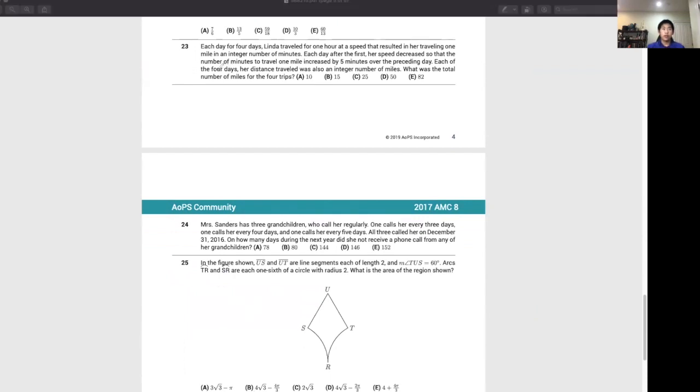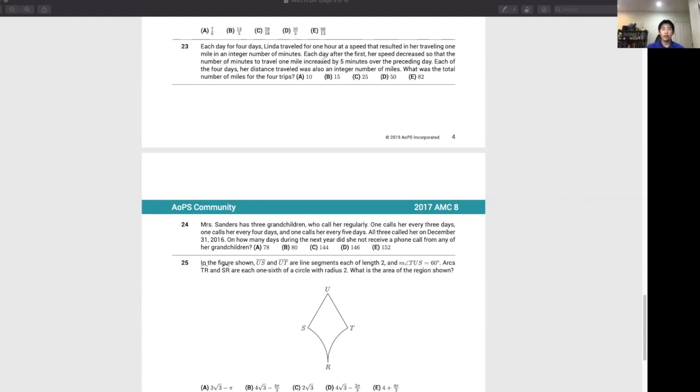Problem 23. Each day for 4 days, Linda traveled for 1 hour at a speed that resulted in her traveling 1 mile in an integer number of minutes. Each day after the first, her speed decreased so that the number of minutes to travel 1 mile increased by 5 minutes over the preceding day. Each of the 4 days, her distance traveled was also an integer number of miles. What was the total number of miles for the 4 trips?